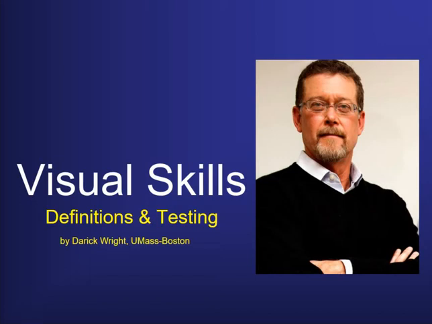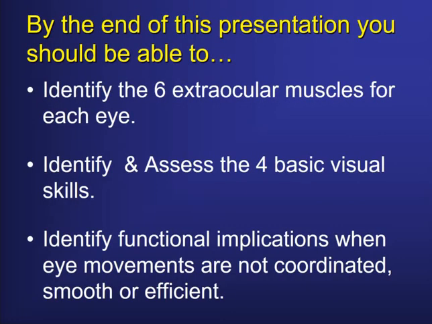Visual skills, definitions, and testing. By the end of this presentation, you should be able to identify the 6 extraocular muscles for each eye, identify and assess the 4 basic visual skills, and identify possible functional implications when eye movements are not coordinated, smooth, or efficient.